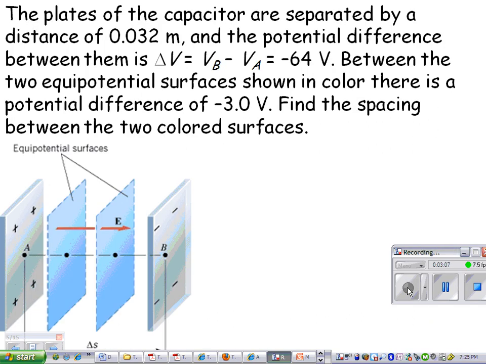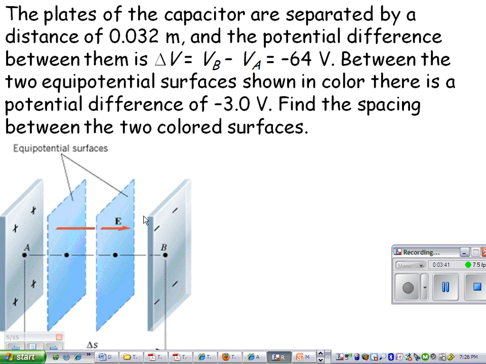So here we have a situation where the plates of a capacitor are separated by a distance of 0.032 meters, and the potential difference between them is negative 64 volts. Between the two equipotential surfaces shown in color, there is a potential difference of negative 3 volts. The light blue here is the negative 3 volts, and we want to find the spacing between the two colored surfaces.